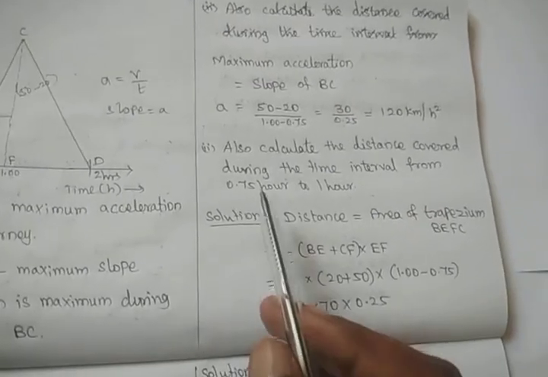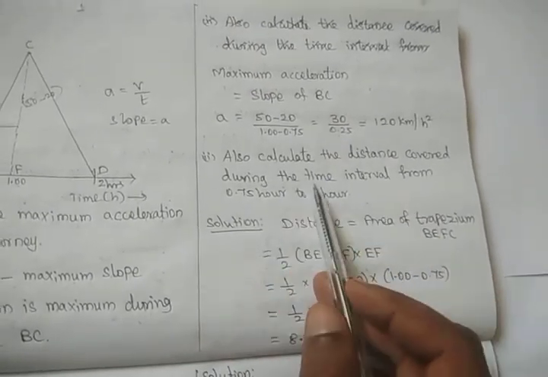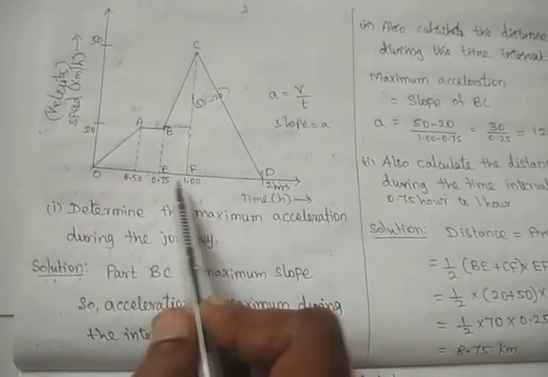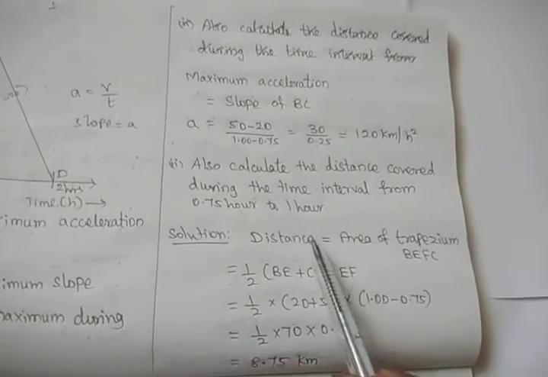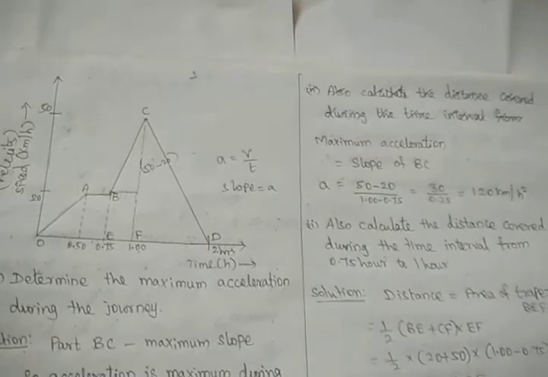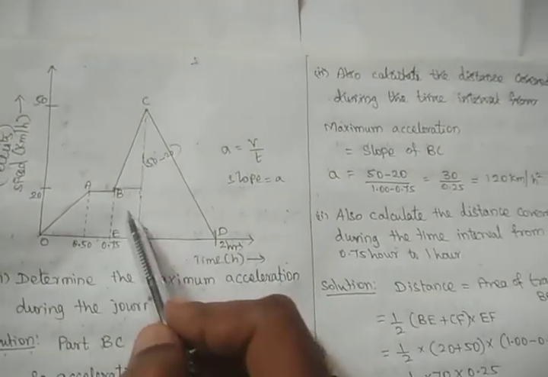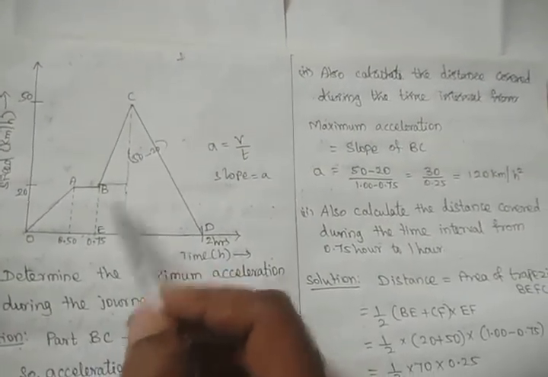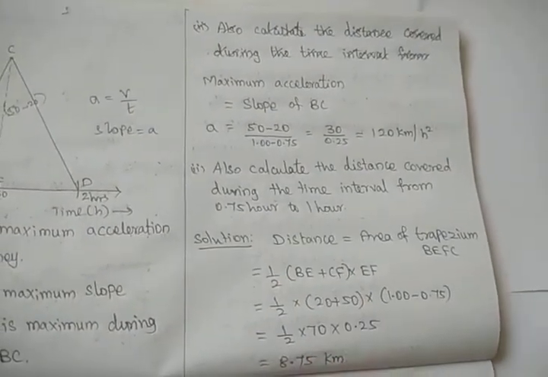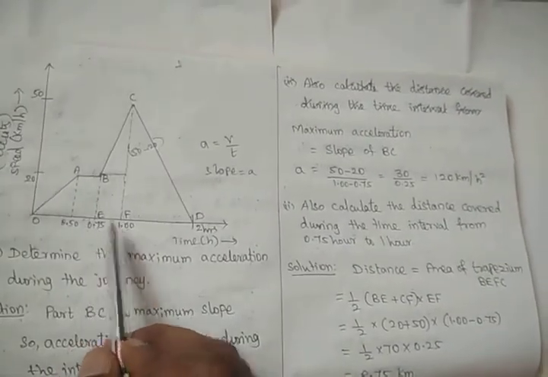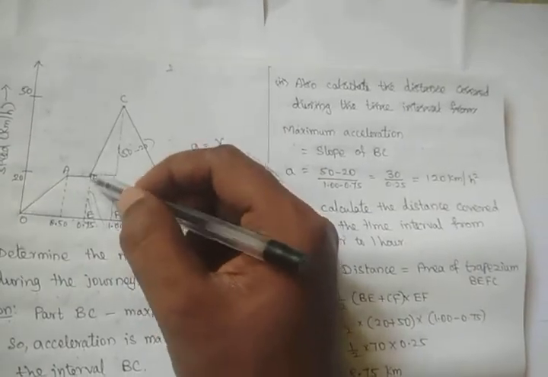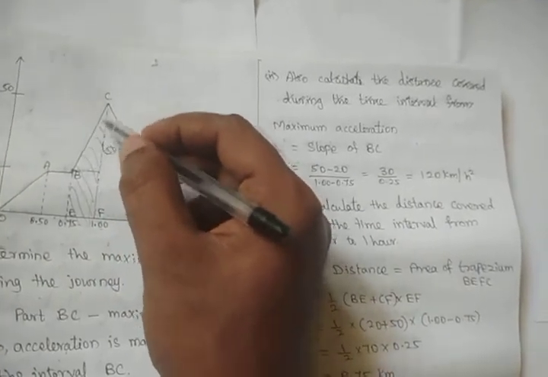The next question is also to calculate the distance covered during the time interval of 0.5 to 1 hour. So what is the distance covered in between these two points? The distance means we have to calculate the area. Very simple. If you want to calculate the acceleration, take the slope. If you want to calculate the distance or displacement, we have to calculate the area under the curve. This is the area under the curve from 0.75 to 1 hour. This shaded portion is the area under this curve that we have to calculate.